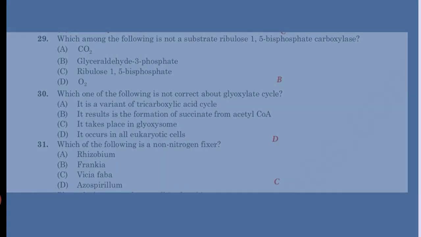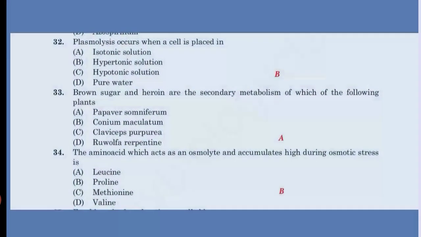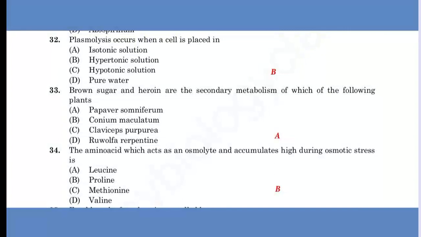Then the next question, plasmolysis occurs when a cell is placed in. Plasmolysis is a process in which cells lose water when placed in a hypertonic solution. It causes a contraction or shrinking of the plasma membrane away from the cell wall. It is a reversible process and the cell can get back to normal when placed in a hypotonic solution.